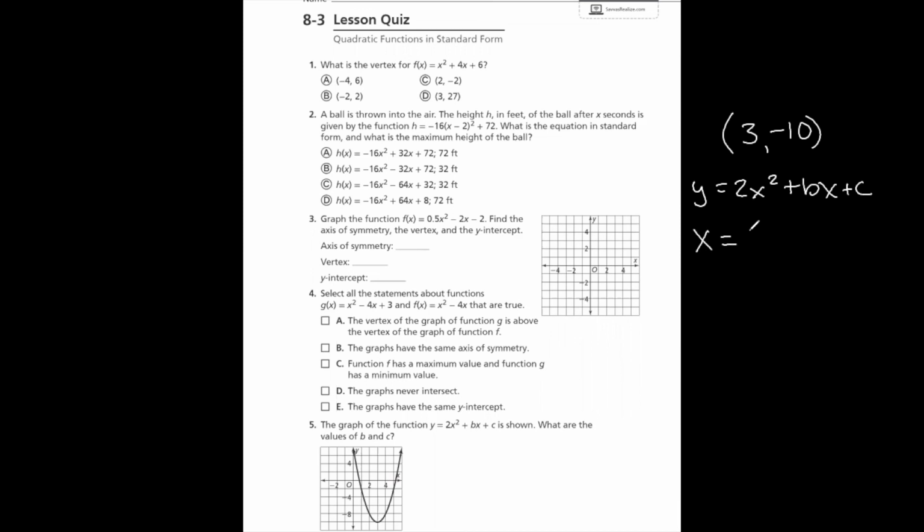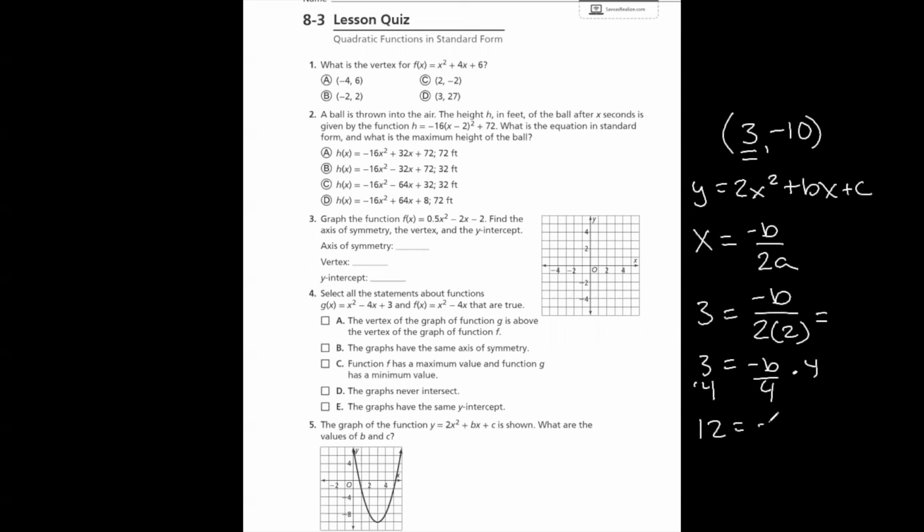X equals -b over 2a. We know our x value is 3. We don't know what b is, but we know that a is 2. So when we plug this in, we get 3 equals -b over 4. We're going to multiply both sides by 4 and get 12 equals -b. So positive b is -12. So that's our first value.